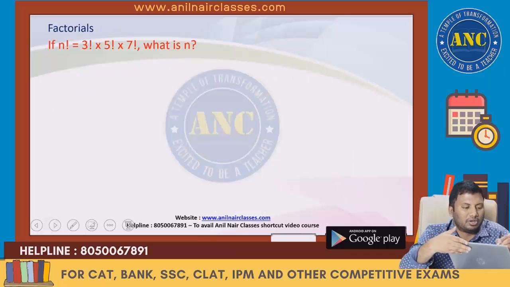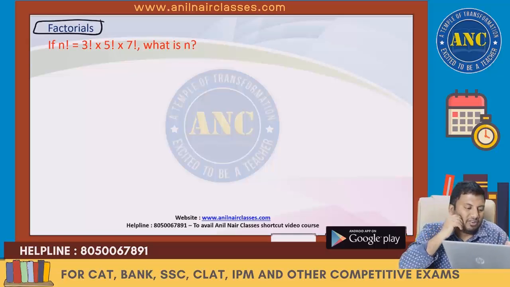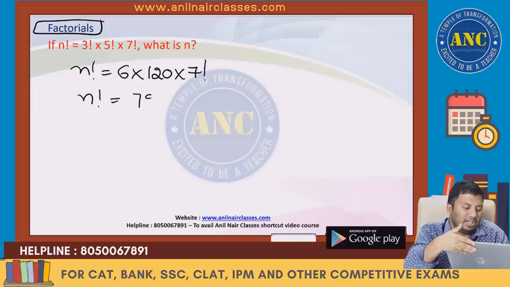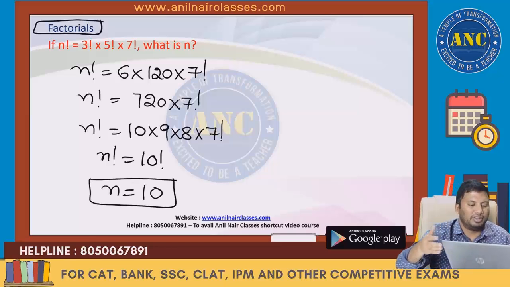Number of factorials. Very, very important topic, right? We will solve it. n factorial is nothing but 3 factorial, which is 6, times 5 factorial, which is 120, times 7 factorial. 720 times 7 factorial. 720 is nothing but 10 into 9 into 8, so it becomes 10 into 9 into 8 into 7 factorial. So n factorial is nothing but 10 factorial. The value of n is 10.